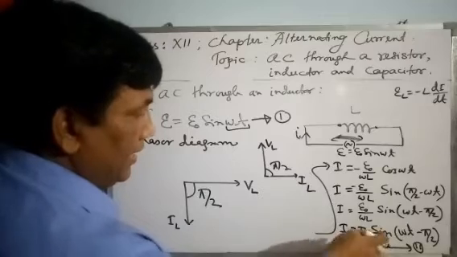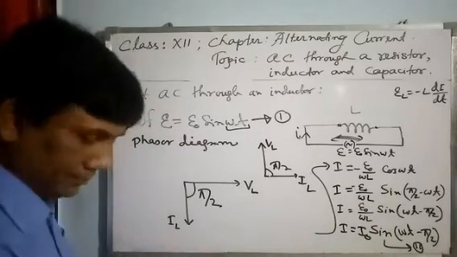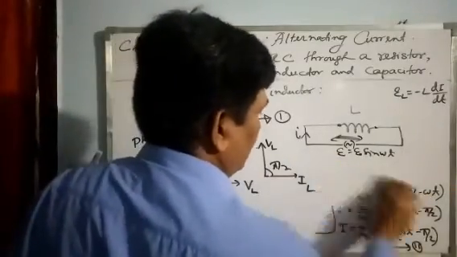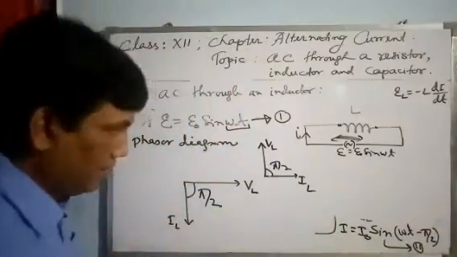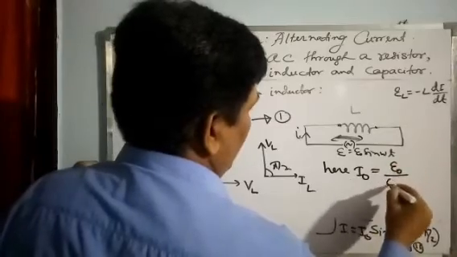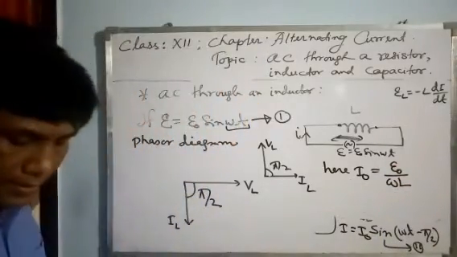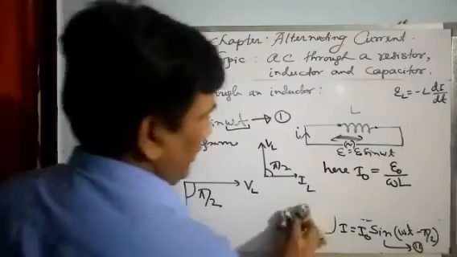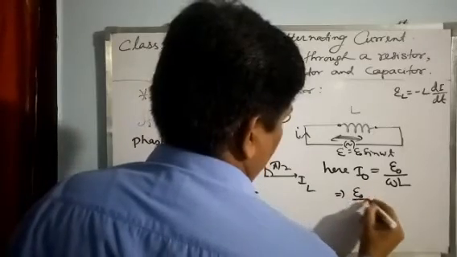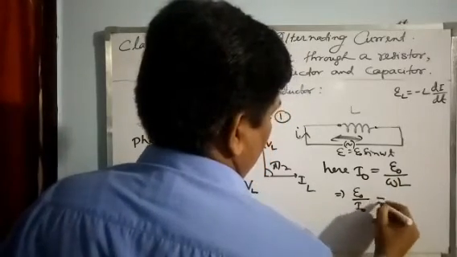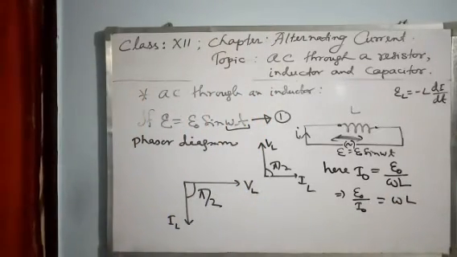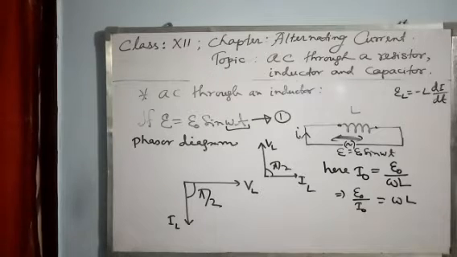One more thing here, in place of I naught what I have written here: I naught equals E naught upon omega L. Okay, I have put, instead of E naught upon omega L, I naught, that is the maximum value of I. So you see, if I just crisscross all these things, I get E naught upon I naught equal to omega L, you know.